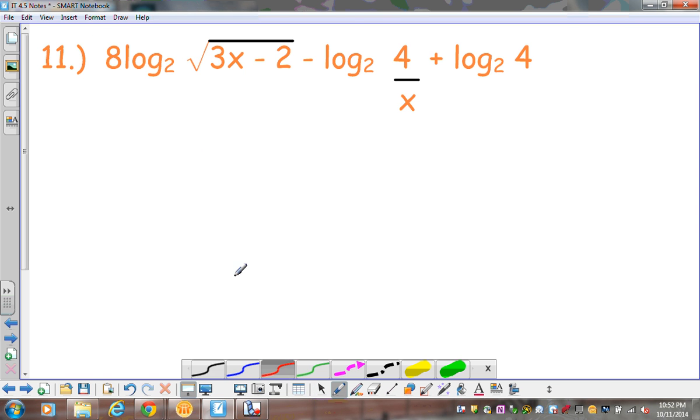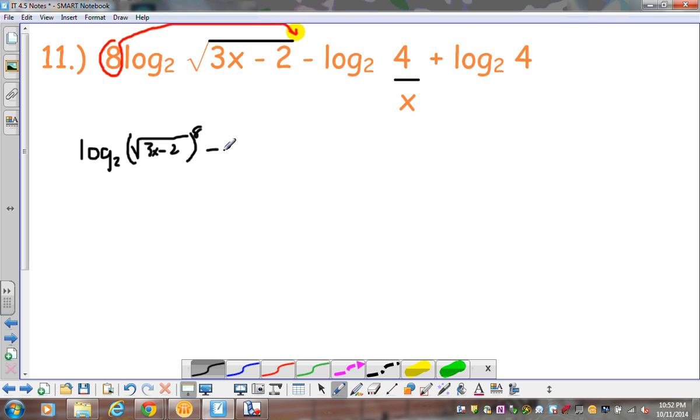The first thing we see here, guys, is I've got a number out front. So that's going to have to come up here and be an exponent. It's going to come right up there. So first, log base 2 of the square root of 3x minus 2 raised to the 8th power. We're actually going to come back and simplify that a little more in just a second.